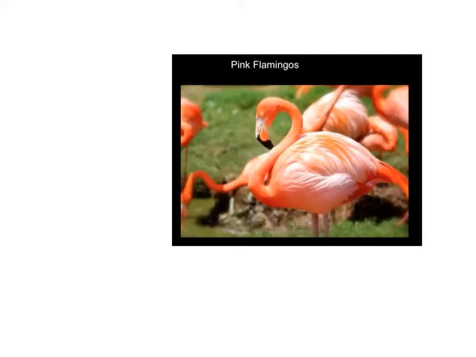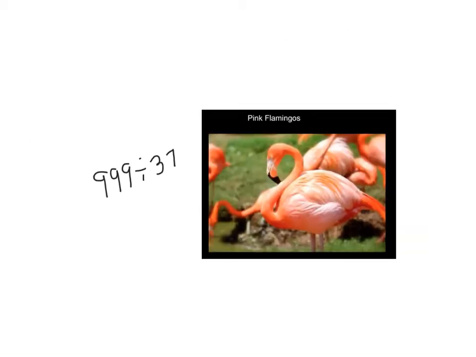Let's write that down. 999 shrimp. Now, if they each ate the same amount of shrimp, how many shrimp did each pink flamingo eat? So that means we need to divide this by the number of pink flamingos, and we know that there are 37 pink flamingos. So the first thing we need to do is write our counting by the numbers across the top.